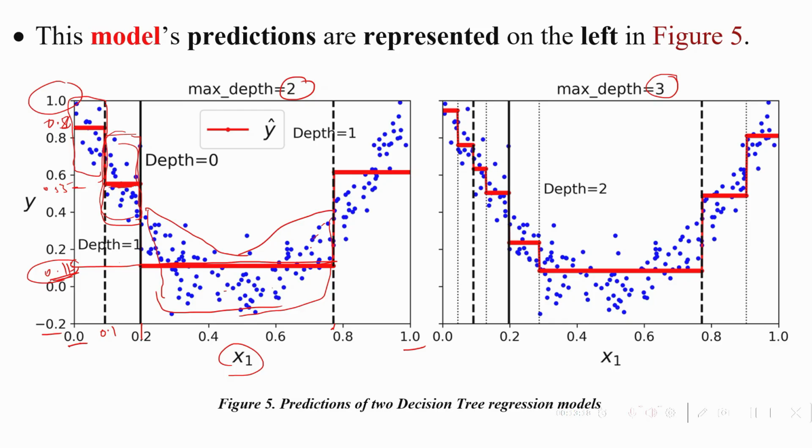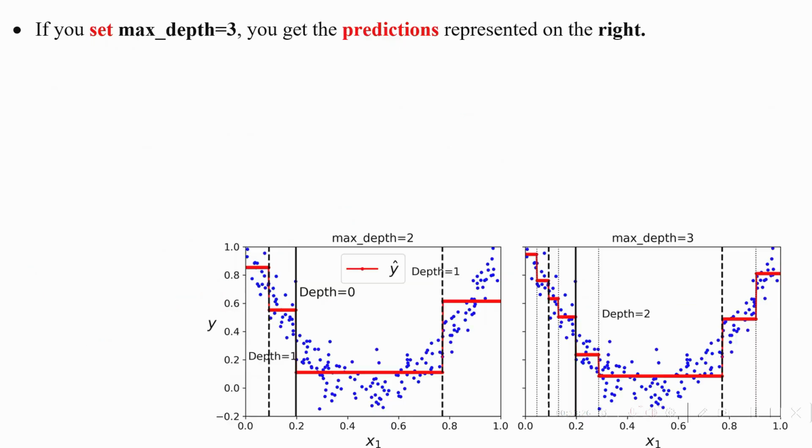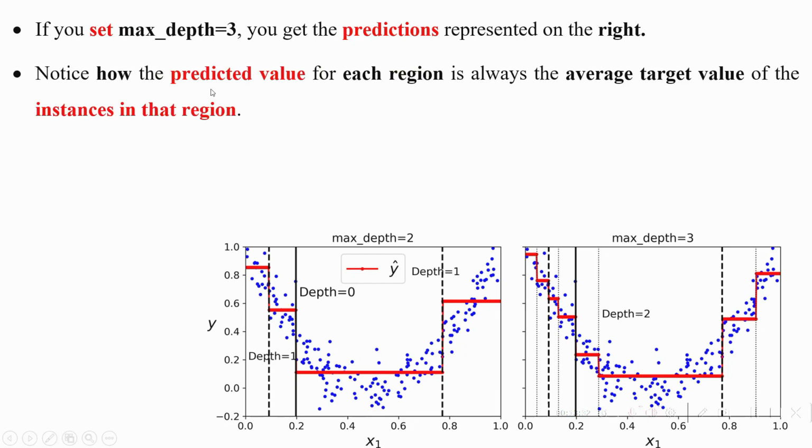Like that, this changes based on max depth equal to 3, so that we can get a better look at the value. Now if we set the max depth equal to 3, we get the prediction represented on the right-hand side.